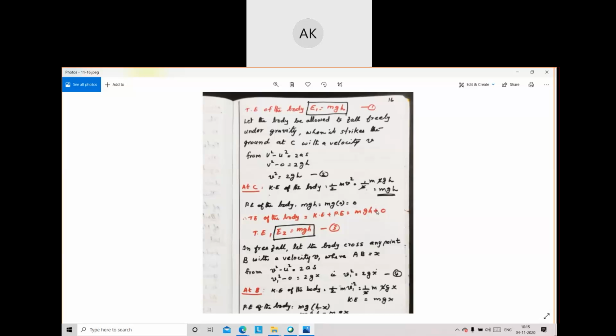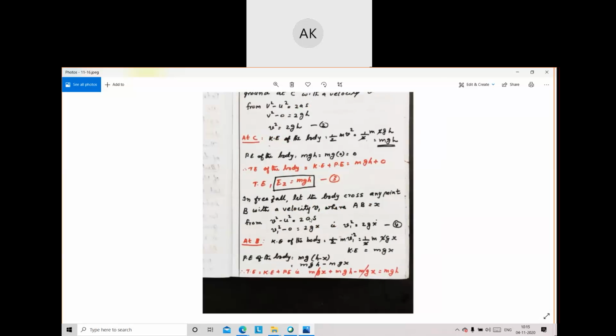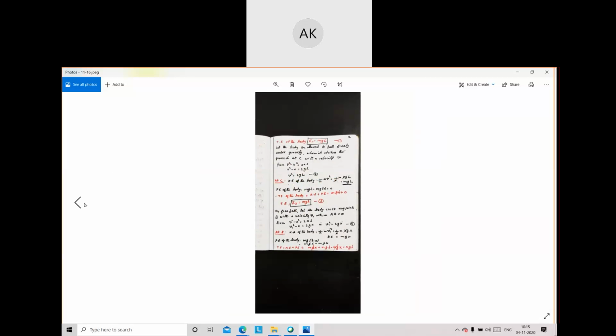So we found that at the topmost point, when it is held at A, its total energy is mgh, and when it is allowed to fall freely under gravity, just before it hits the ground, the total energy is also found to be mgh. One more position we are taking in between the free fall. I will show you that position once again.